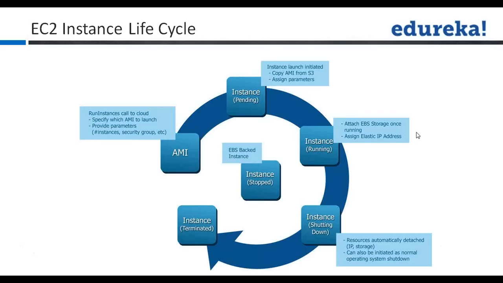Whatever the operating system, whatever the boot resources, that would be copied first, because the AMI is always stored in S3, Simple Storage Service. From there, it would start copying to the Amazon EC2 service. Once it has started copying, then the instance would come in a running state. So from pending, it would come in a running state. You can attach an EBS volume to it, and you can also assign an elastic IP. Now, what's an elastic IP?